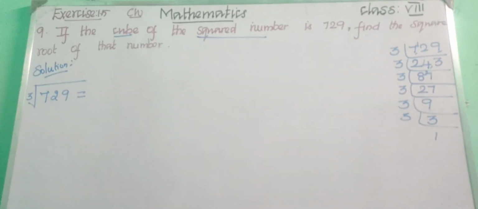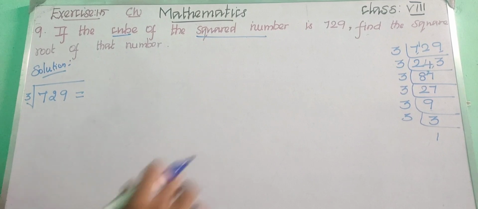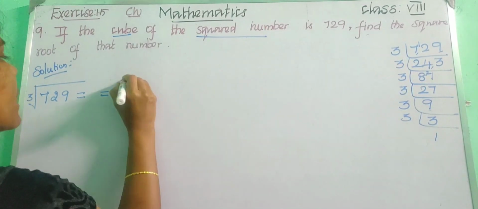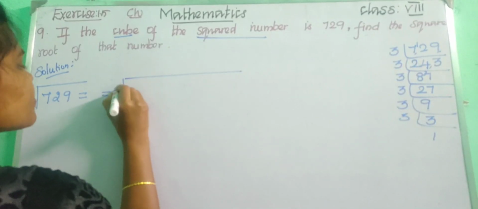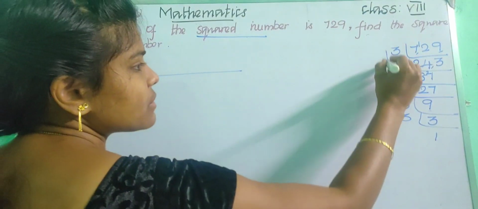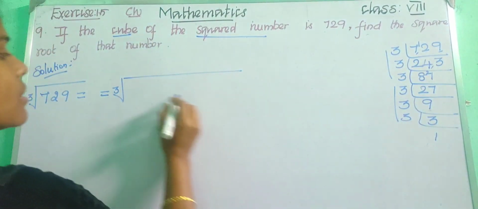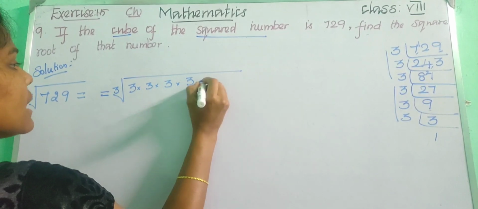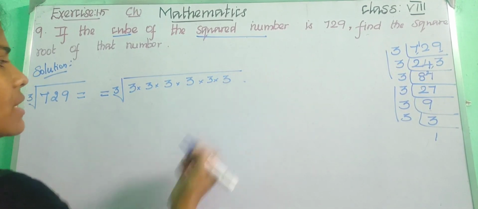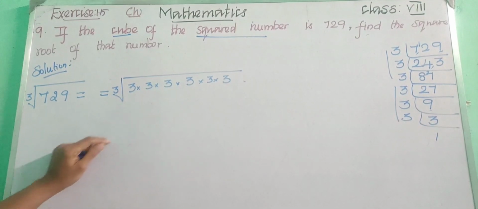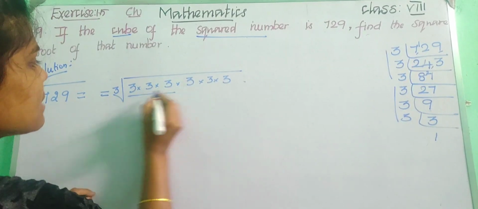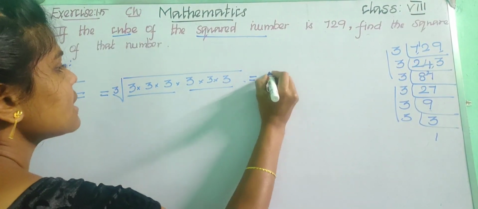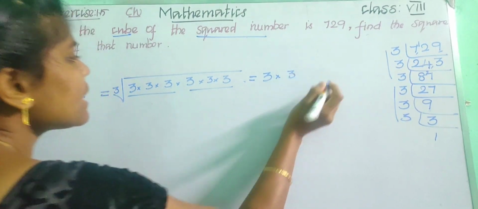Now we find the prime factorization. Let us list all these prime factors here. Cube root of... how many 3s? 6 times. So 3 into 3 into 3, 3 into 3 into 3. Okay, children, so now what will you get as the answer? 3 times 3 and 3 times 3. So what is the answer? 3 into 3 is the answer.